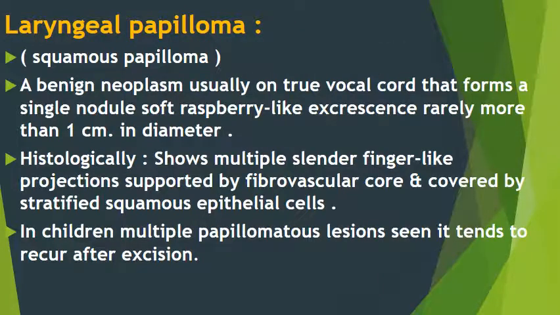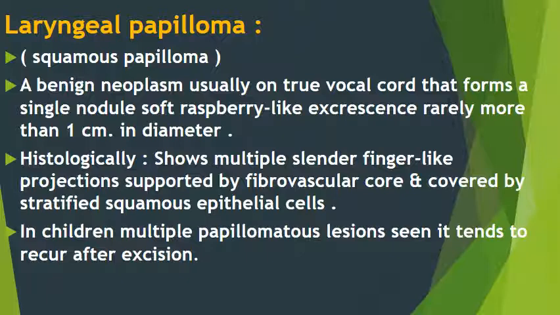The other type of benign tumor that arises and develops in the vocal cord is a laryngeal papilloma. It is squamous papilloma, a benign neoplasm, where it appears usually on the true vocal cord and forms a single nodule, soft, raspberry-like excrescence or pulp-like, rarely more than 1 centimeter. It's usually 1 centimeter or less than 1 centimeter.